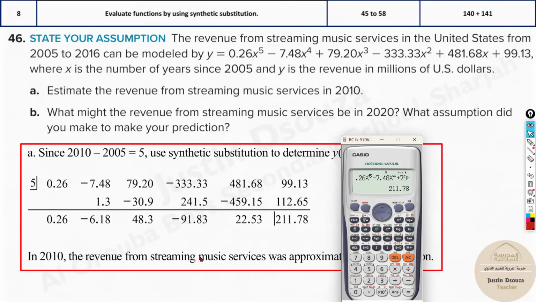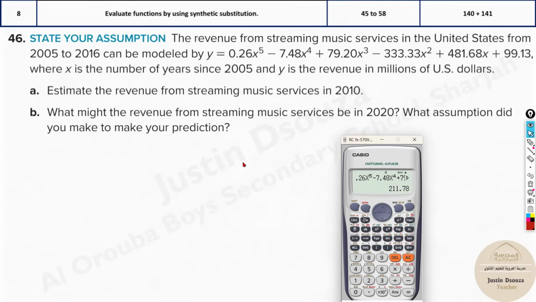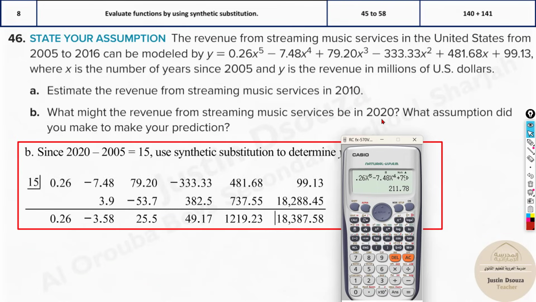So about 211.78 in terms of what unit they have given, modeled in X number of years, and Y is millions. So it is 211.78 million that has been generated in 2010. That's the answer. Now for the next one, what will it be in 2020?